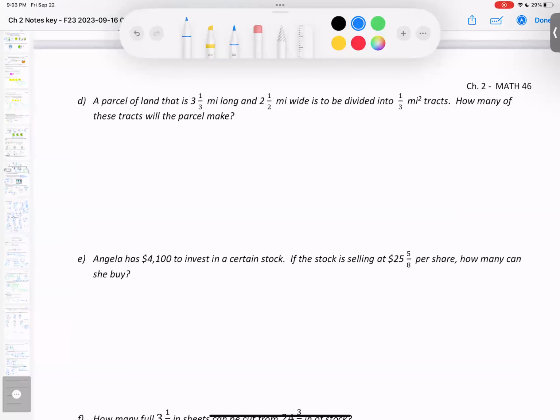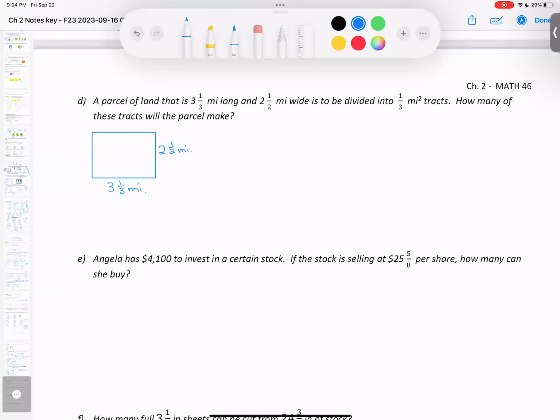All right, onwards to the last of our word problems for division of fractions. So we have a parcel of land that's 3 1/3 miles long and 2.5 miles wide. So let's draw that. So here is our parcel of land. It's 3 1/3 miles long and 2.5 miles wide.